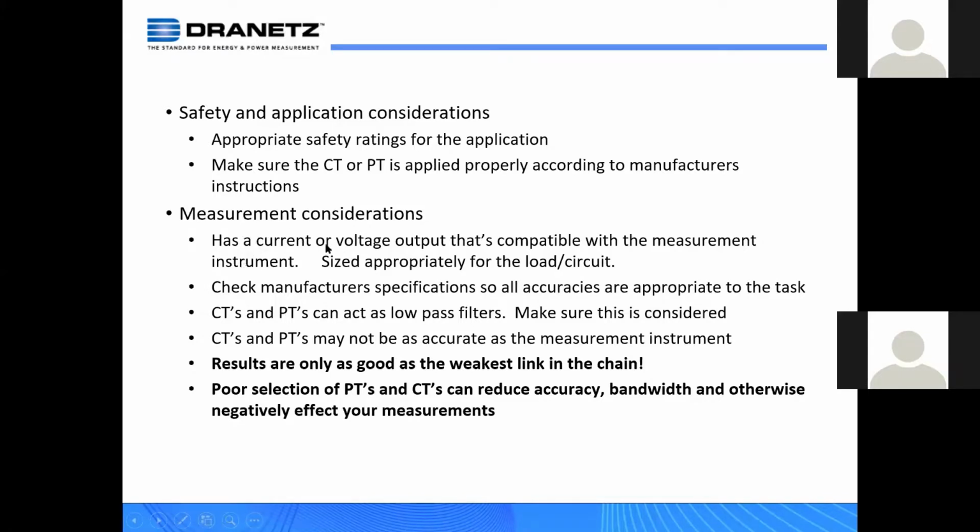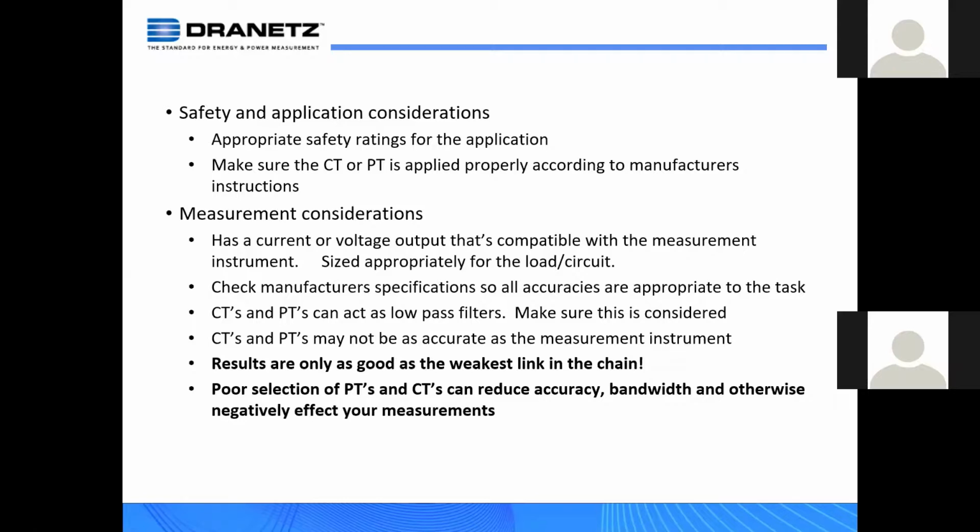Okay, so some considerations when you're choosing these transducers, these PTs or CTs. Make sure the current or the voltage has the output that's compatible with the measurement instrument, and they're sized appropriately for the load in the circuit. What that means is if you're going to measure current, I'll make this up arbitrarily, if you have a 500 amp bus, you probably don't want to use a 500 amp CT because that doesn't have much headroom unless you know for a fact you're in the middle to the low range. So try to size your CT so the typical current is in the middle of the measurement range of that CT. That's a good rule of thumb.